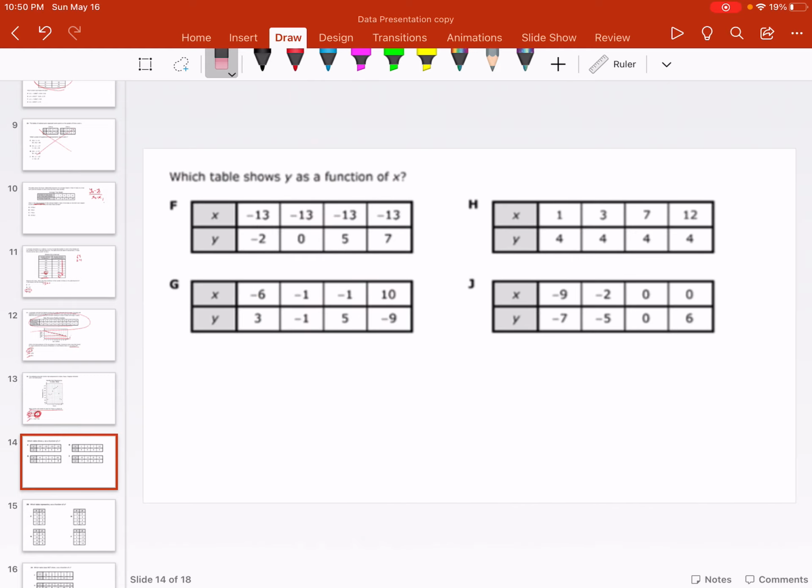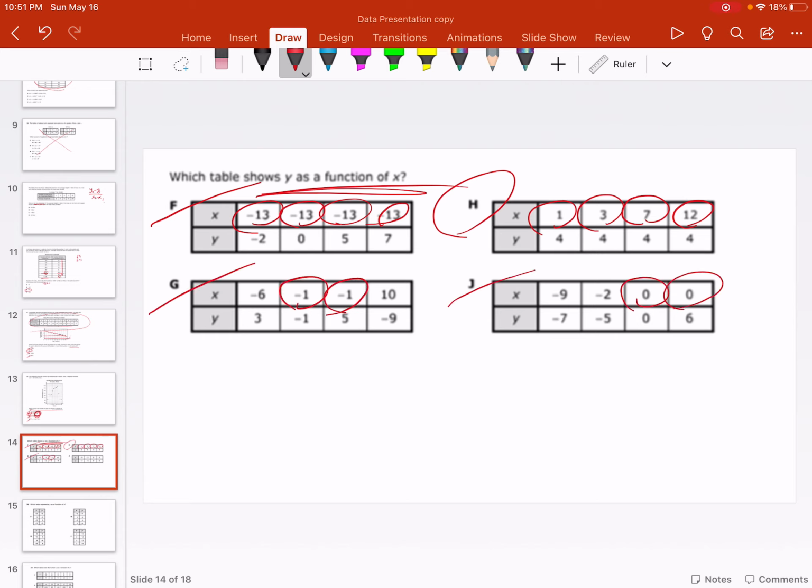Right, now an easy one. Which table shows y as a function of x? In order to be a function, remember x value cannot be repeated. Do you see an x value repeated? So this cannot be a function. This one does not repeat, so the answer is going to be H. This one, -1 repeats, so it's not a function. 0 repeats, it's not a function. Remember, y value can be repeated. It's no problem. Just x value cannot be repeated.